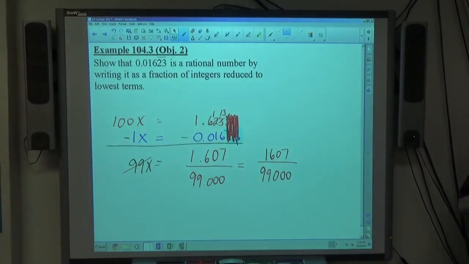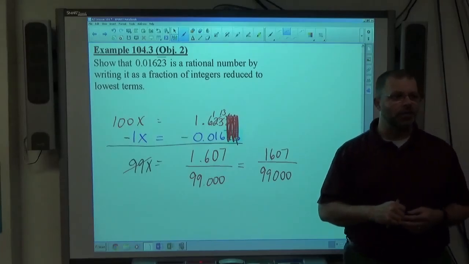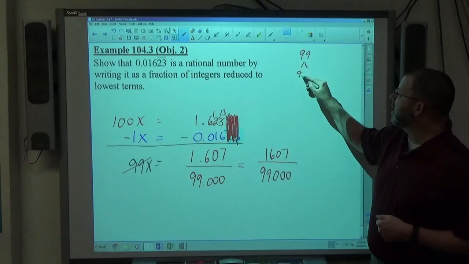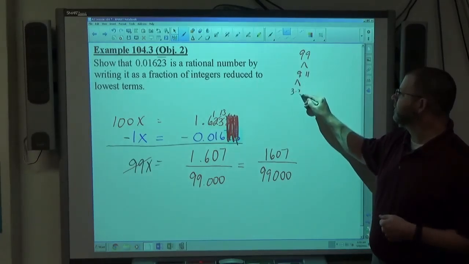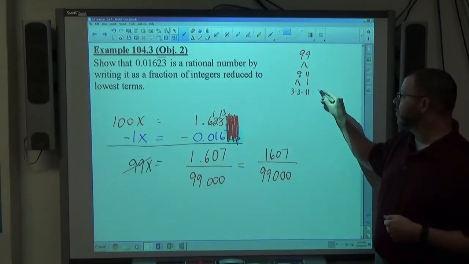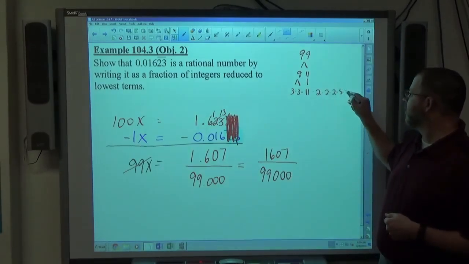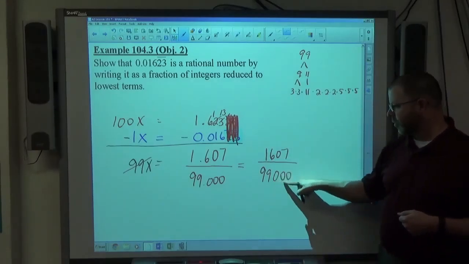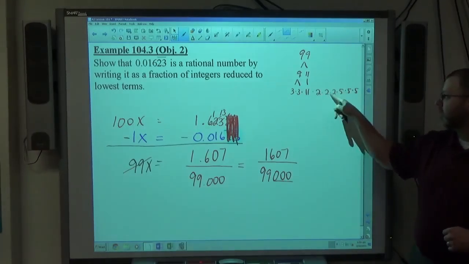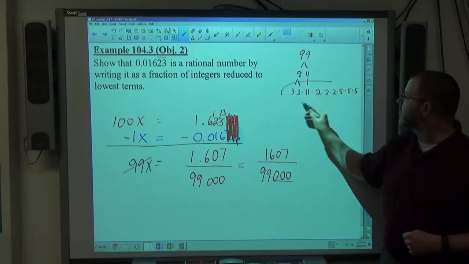Now, here's the one last thing. We want lowest terms. We want to reduce the fraction. Always go lowest terms. Okay, before it was just 2 and 5 we had to check, right? Consider 99. 99 is 9 times 11. 9 is 3 times 3. And as far as thousands concerned, that's 2, 2, 2, and 5, 5, 5, right? 3 zeros, so 3 2s, 3 5s. Thousands is 10 to the third power, so 2 times 5, times 2 times 5, times 2 times 5. So this right here is the factored form of the denominator.